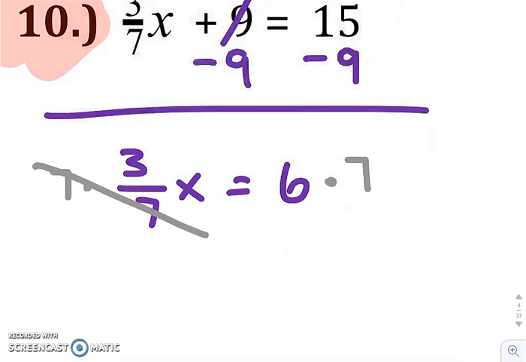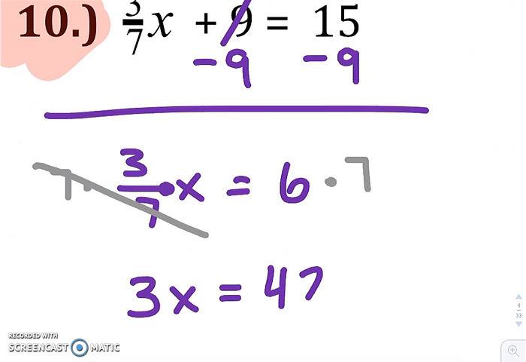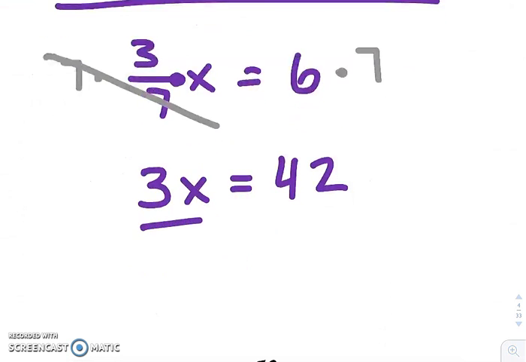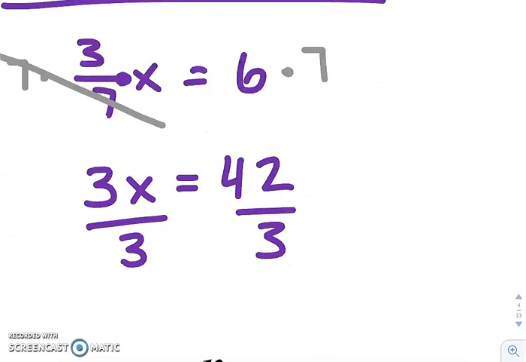and we're just left with 3 times x, which is 3x. You don't see the multiplication sign there, but that's all it is. So the 7's gone, 3 times x is 3x. 6 times 7, 42. Divide both sides by 3. So x equals 14.